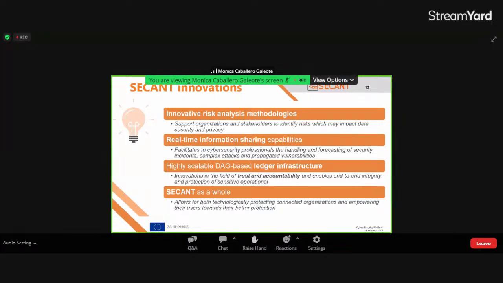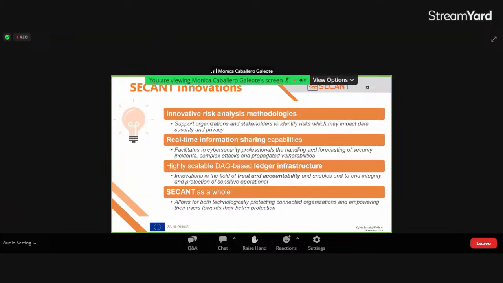We are introducing a highly scalable directed acyclic graph-based ledger infrastructure that introduces innovations in the fields of trust and accountability, and also enables end-to-end protection of the integrity of sensitive operational data. And at the end, as a whole, it allows for both technologically protecting the connected organizations, as well as empowering the users towards a better protection.